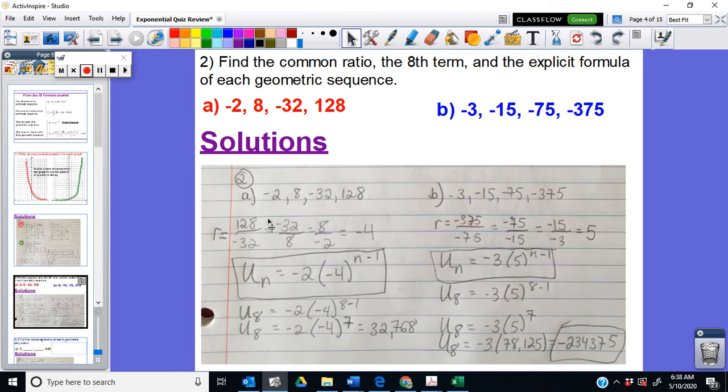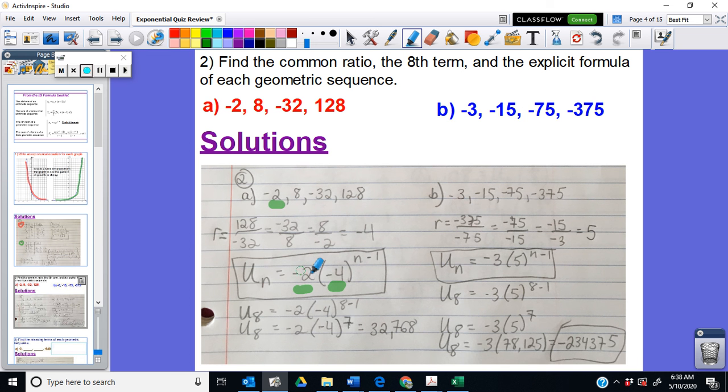So this first one, notice that it is alternating negative, positive, negative, positive. And when we find the ratio, we see that it is -4. And then that -4 is your constant multiplier. So that is right there. And then our first term is -2. So that first term goes there. And then the second one is found the same way.